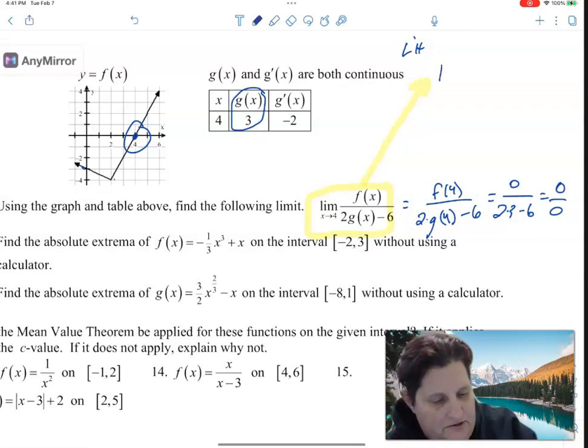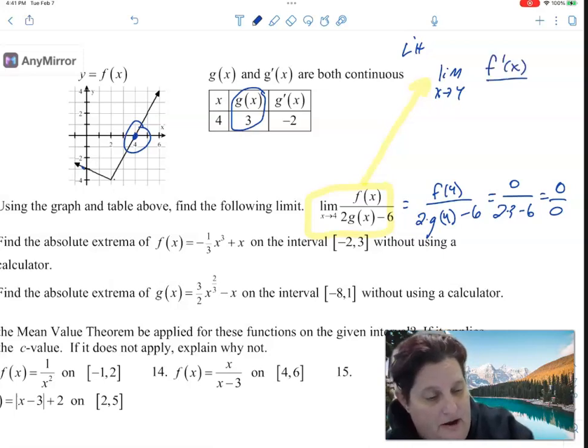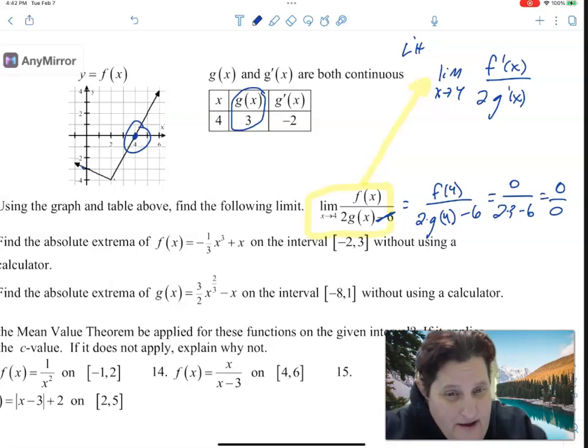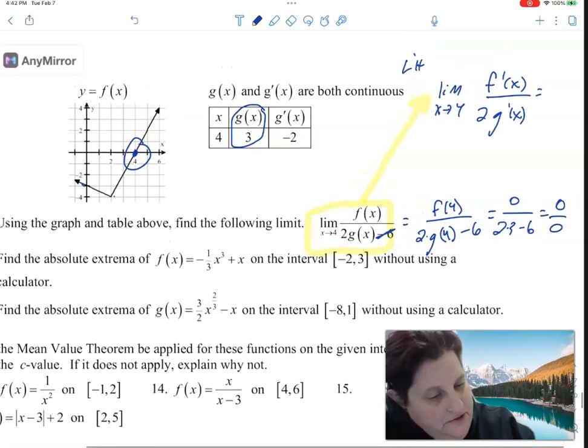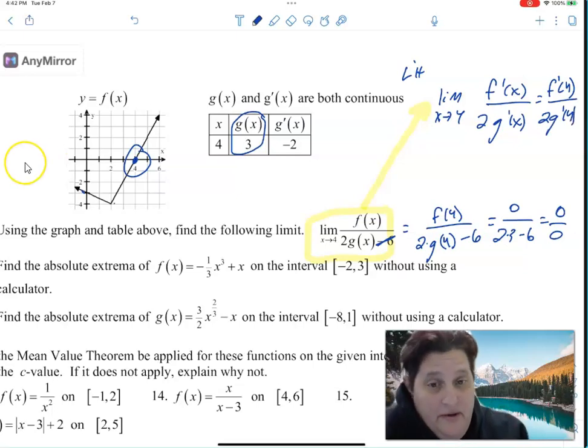So still the limit as x approaches 4. But now the derivative of the top is f prime. The derivative of the bottom is 2g prime, and the derivative of the constant is 0. So now I have to figure out what f prime of 4 is, because I'm going to do direct substitution here: f prime of 4 and 2 times g prime of 4. Maybe I can get 0 over 0 again, or maybe I'll get an answer.